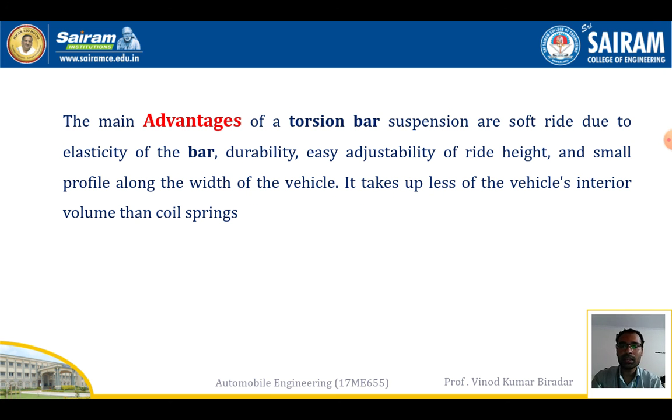The main advantages of using this are a very soft ride due to the elasticity of the bar, durability, easy adjustability of the ride height, and a very small profile along with the width of the vehicle. So it takes less of the vehicle interior volume than the coil spring. If you use a coil spring, it will take a large space, but if you use a torsion bar, it will take very little space.